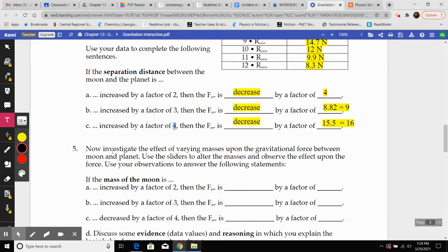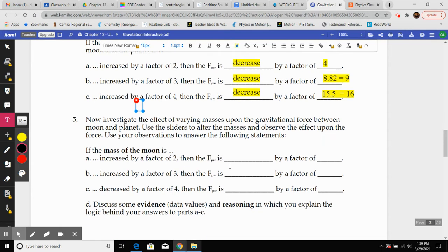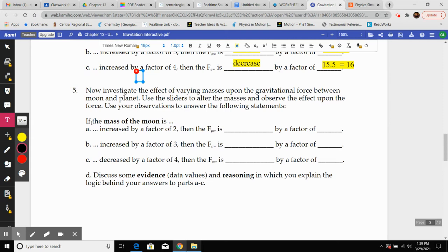So number 5, now investigate the effect of varying masses upon the gravitational force between the moon and planet. Use the sliders to alter the masses and observe the effect upon the force. Use your observations to answer the following statements. Okay, so if the mass of a moon is increased by 2, increased by 3, decreased. Okay, so they tried tricking us.